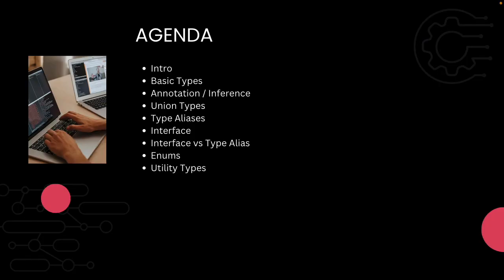And this is the agenda for today's session. So we'll go through basic types. What are the types in TypeScript? We'll look into annotation and inference. Then we'll see some of the features of TypeScript, for example, union types, how you can create a type alias or interface. We'll see the difference between those two, interface and type alias. We'll look into enums, and lastly, it will be about the utility types. So let's get started.